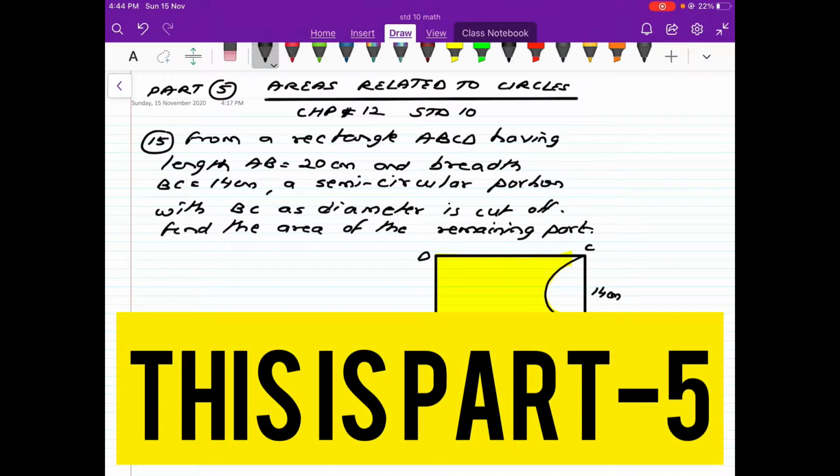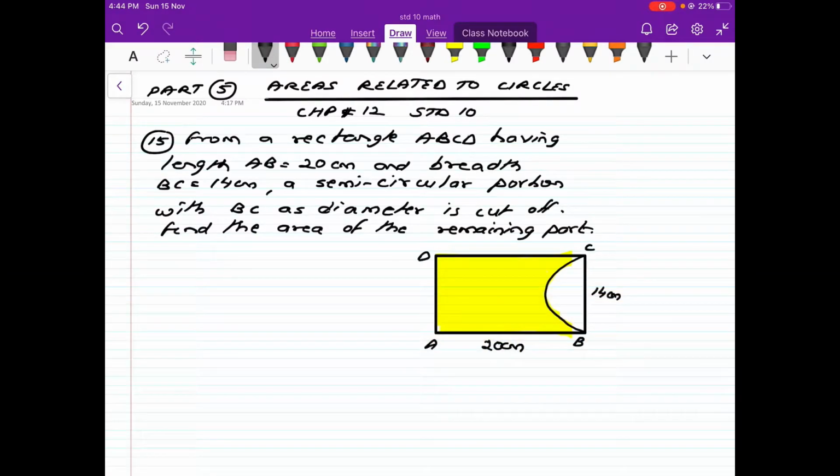This is part 5 of the chapter Area Related to Circles, standard 10th. We will be continuing the sums. This is the 15th sum: a rectangle ABCD having length 20 centimeters and breadth 14 centimeters, a semicircular portion with BC as diameter is cut off. We have to find the area of the remaining part.